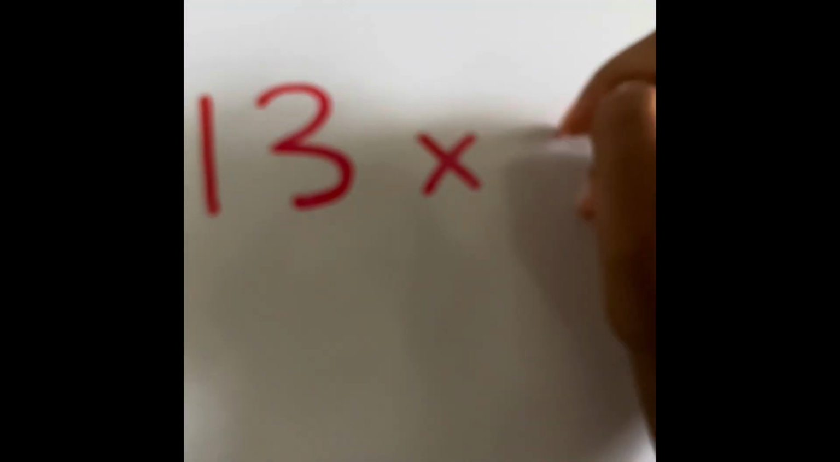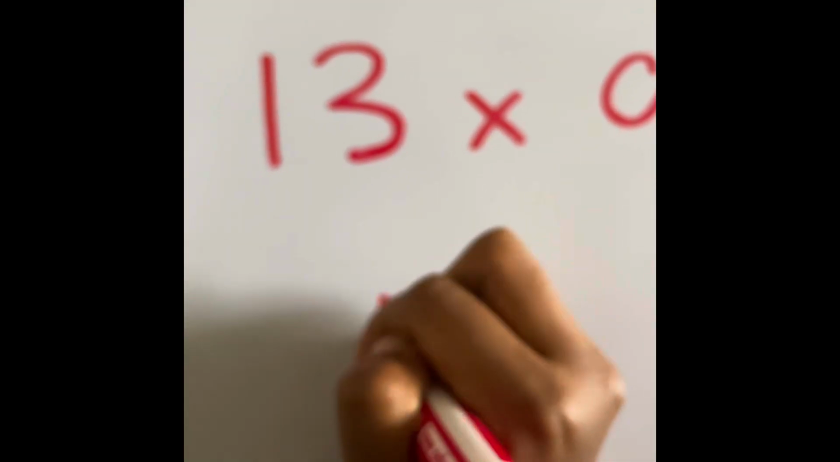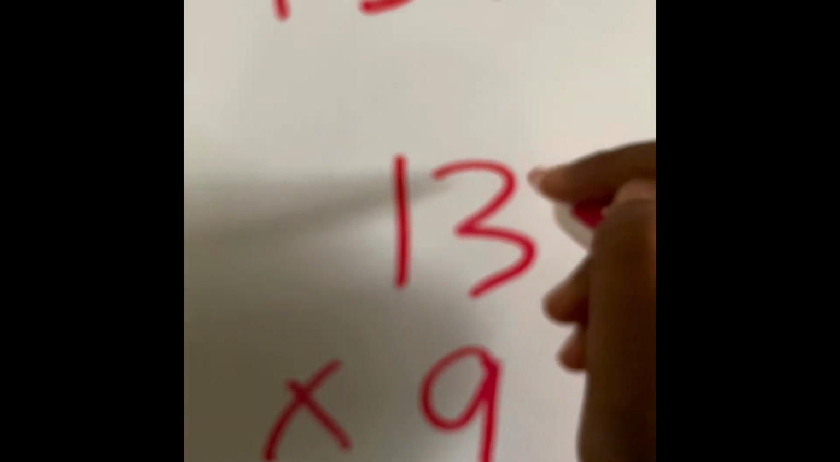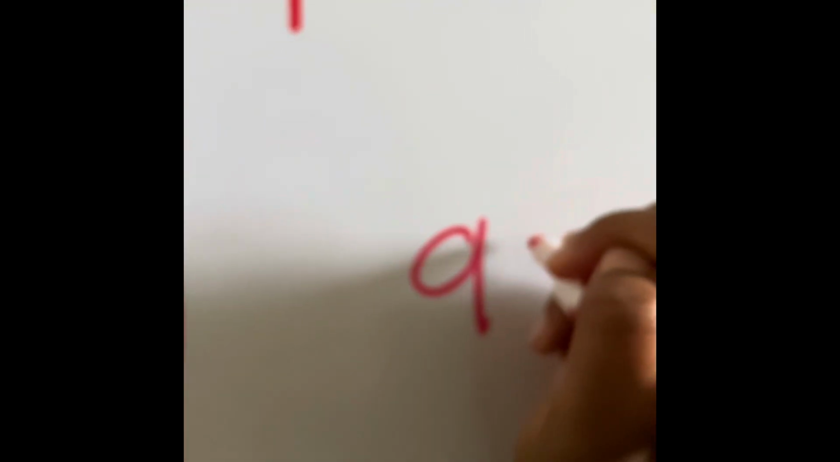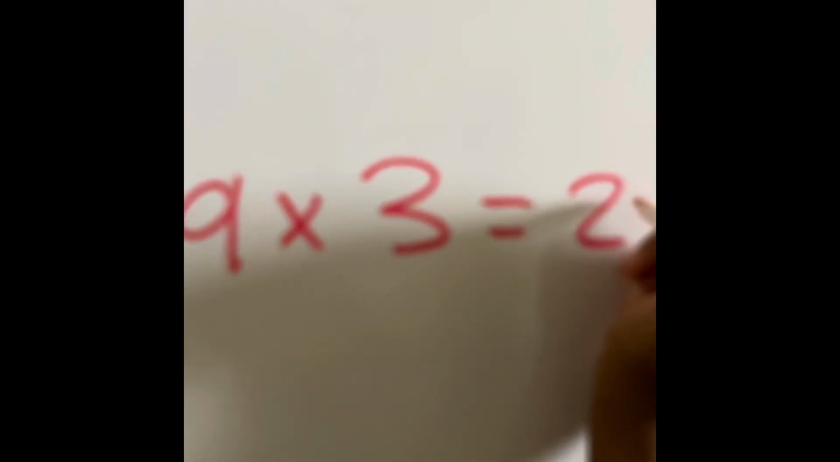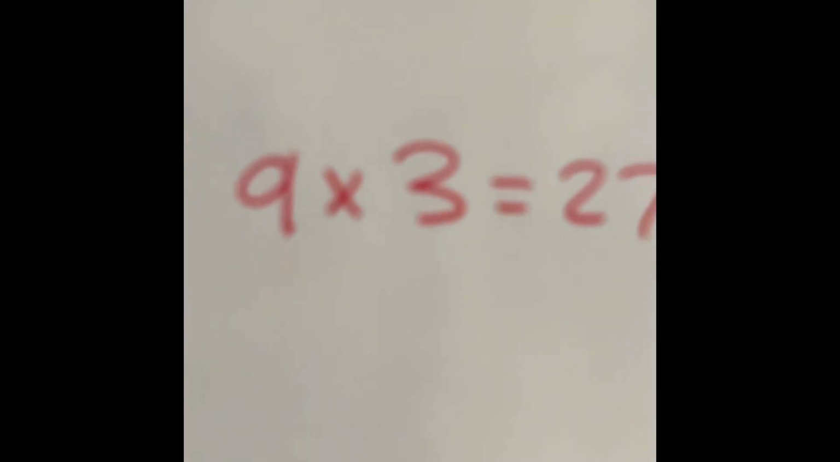The next problem is 13 times 9. So you write 13 times 9, with the two-digit number on the top, one digit on the bottom. Then you multiply 9 times 3. So 9 times 3 equals 27. So like we did in the last problem, you add the 7 and carry the 2.